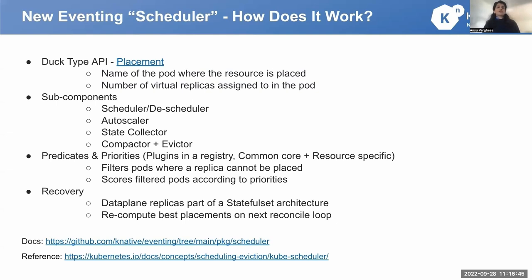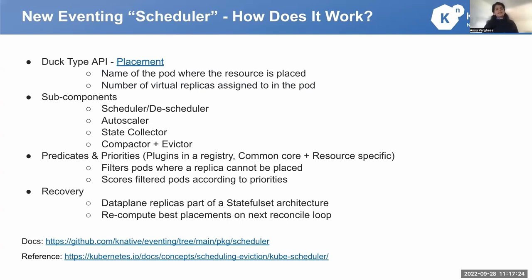And similarly, the pod autoscaler decreases the number of pods when placements are descheduled from pods. It also has a state collector that periodically checks the cluster state and gathers information about it for the scheduler to pick the most optimal placements. It also has a compactor that on every interval checks the distribution. And if a lower ordinal pod has space, it evicts some replicas from the higher pods and moves them over and scales down.